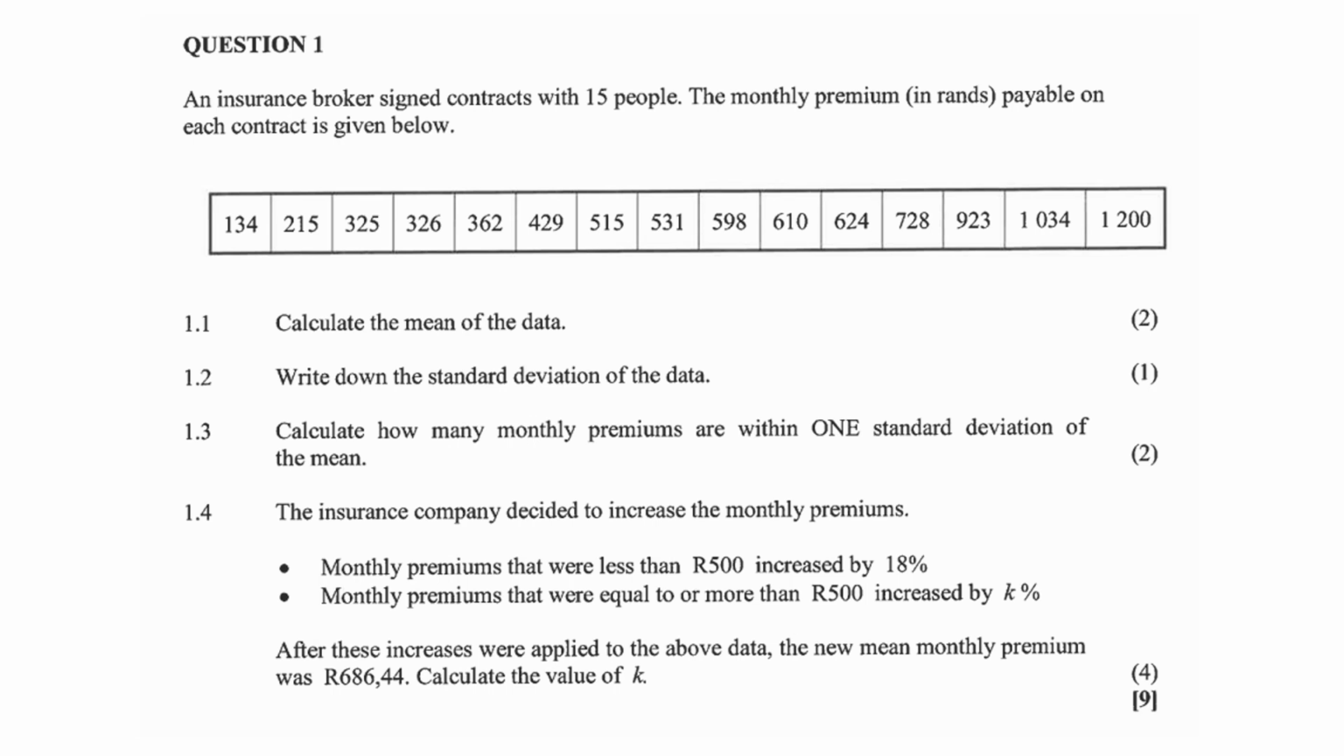Question 1, an insurance broker signed contracts with 15 people. The monthly premium in rands payable on each contract is given below. So those values there are given: the 134, the 215, 325, 326, 362, 429, 515, 531, 598, 610, 624, 728, 923, 1034, and 1200. Those are the values given.